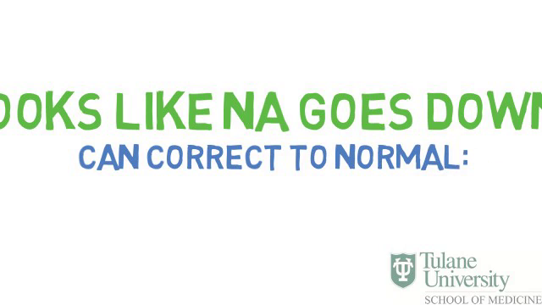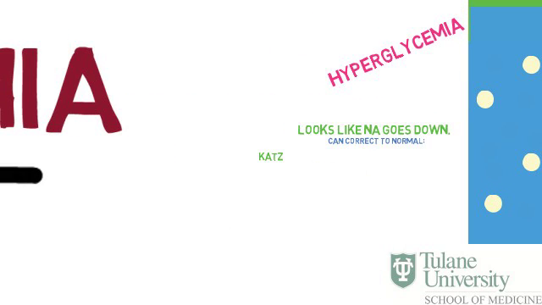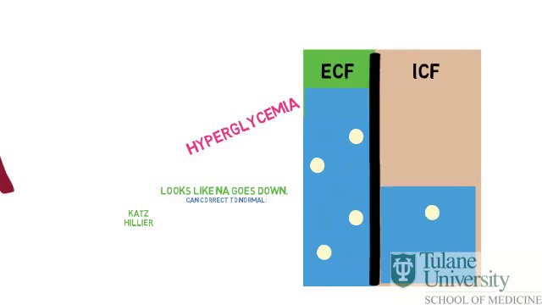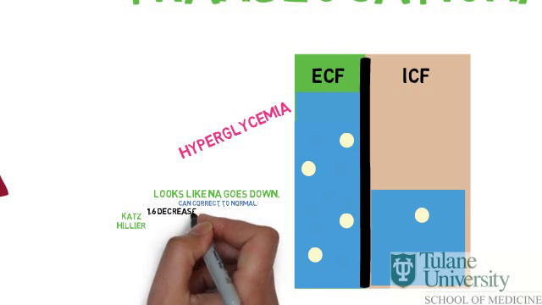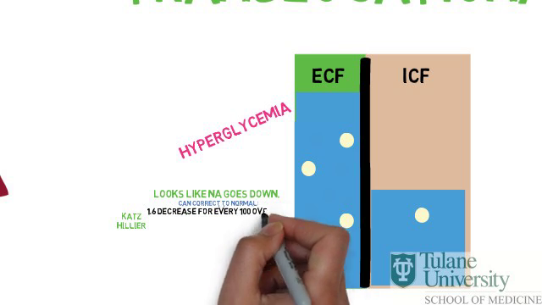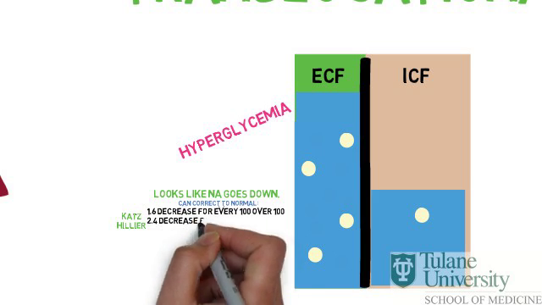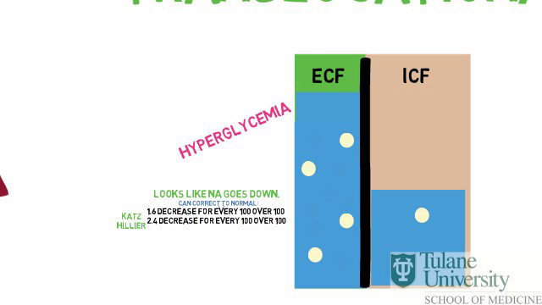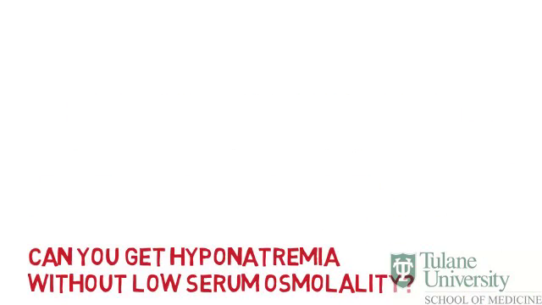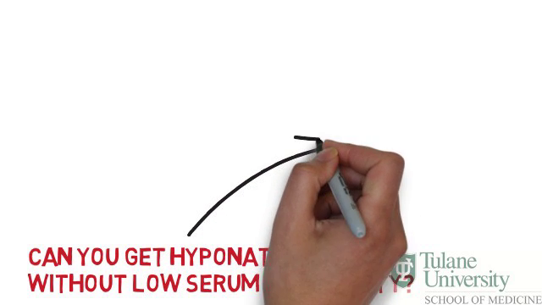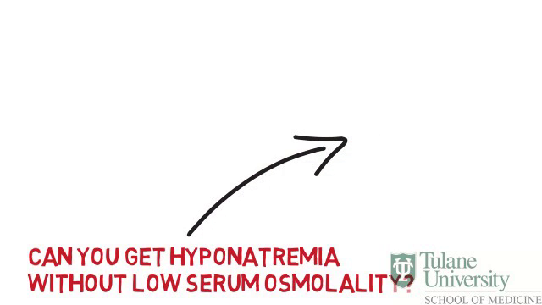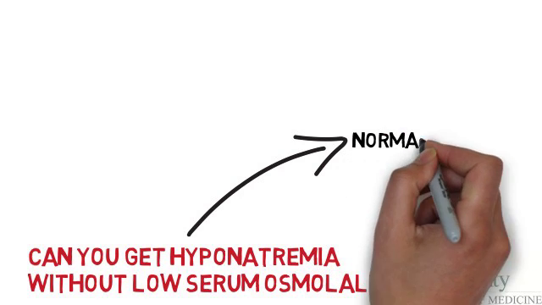So there's actually a way we can correct for this, and there's two methods. The first is Katz. From the Katz method, in the study he did, he found that there's a 1.6 decrease in serum sodium for every 100 in glucose over 100. While Hillier, in a later study, found that on average it's about 2.4 for every 100 over 100 in serum glucose. So next, what if we have hyponatremia with a normal serum osmolality?